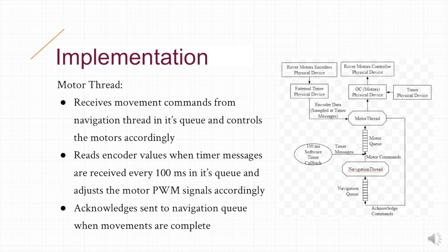When the encoder values were read, the PWM signals driving the motors were adjusted according to the PID feedback control loop. Lastly, the motor thread sent acknowledge messages back to the navigation thread when movements were complete.